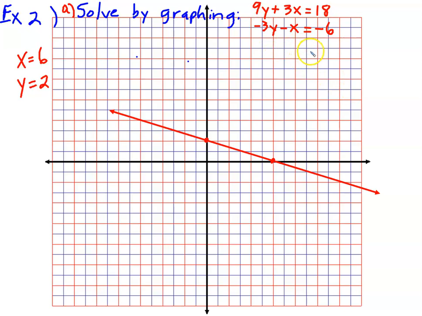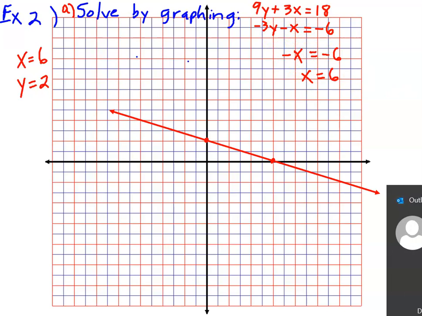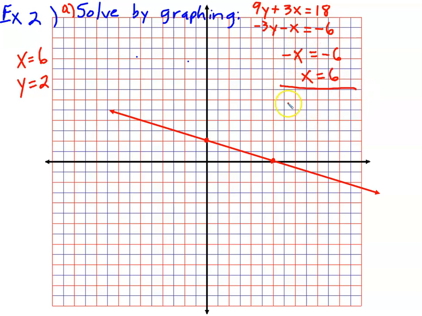So the bottom equation, if you wanted to do the same thing, you could. If you wanted the x-intercept, let y be 0. So that means negative x equals negative 6. So x is positive 6. All right, same x-intercept. If we wanted to solve for the y-intercept, let x be 0. Negative 3y equals negative 6, so y is 2. Wow, that's the same line.